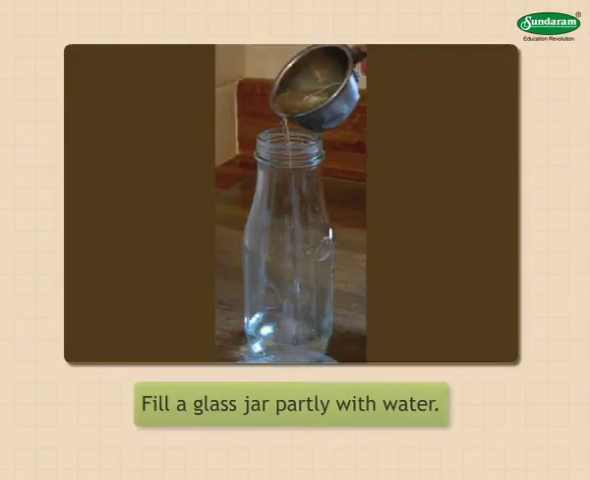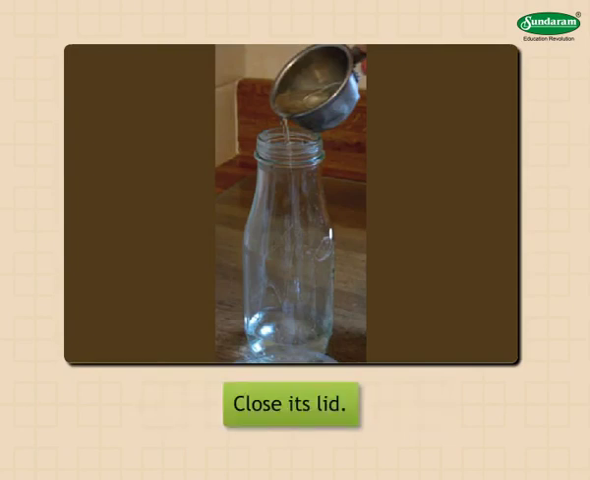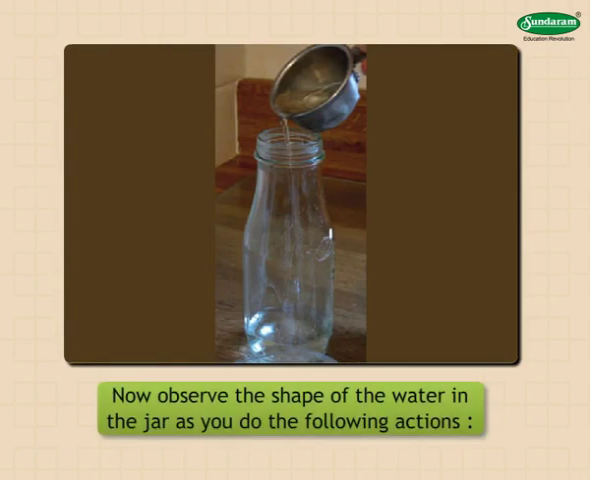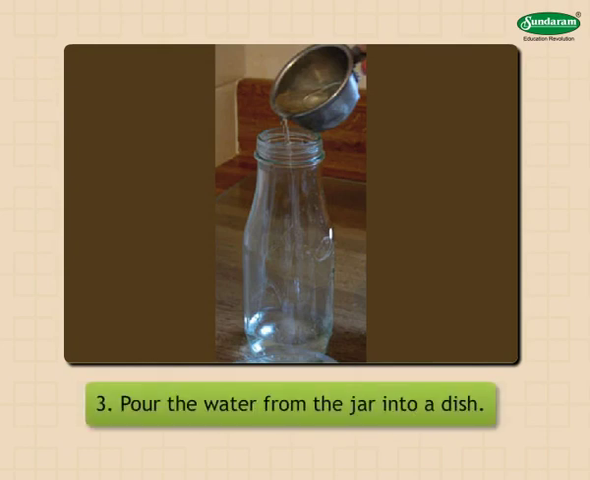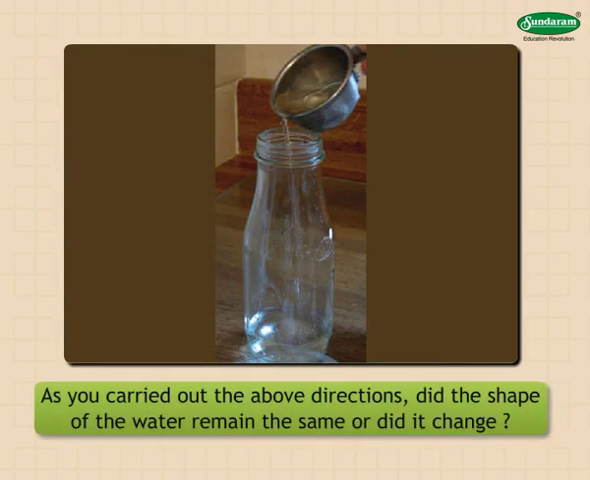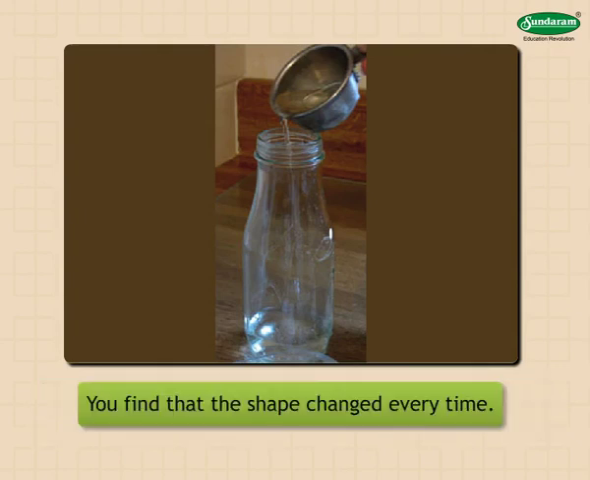Try this. Fill a glass jar partly with water. Close its lid. Now observe the shape of the water in the jar as you do the following actions. 1. Tilt the jar a little. 2. Tilt the jar further. 3. Pour the water from the jar into a dish. As you carried out the above directions, did the shape of the water remain the same or did it change? You find that the shape changed every time.